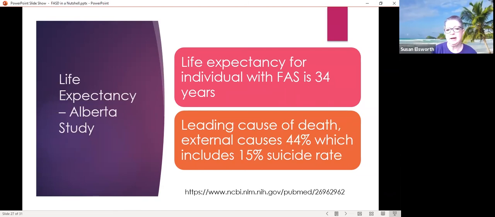Life expectancy: we have seen a lengthening in life expectancy, but we've got no study to replace this one, so this is still kind of our standby. It was done in Canada, and the average lifespan is 34 years for someone with FAS. Now that's the most severe, and that's due to external causes, risky decision-making, that lack of being able to connect choices and consequences. If I jump off the roof, what could potentially happen to me? If I play with this knife, what are the potential outcomes? And this also includes a 15% suicide rate.